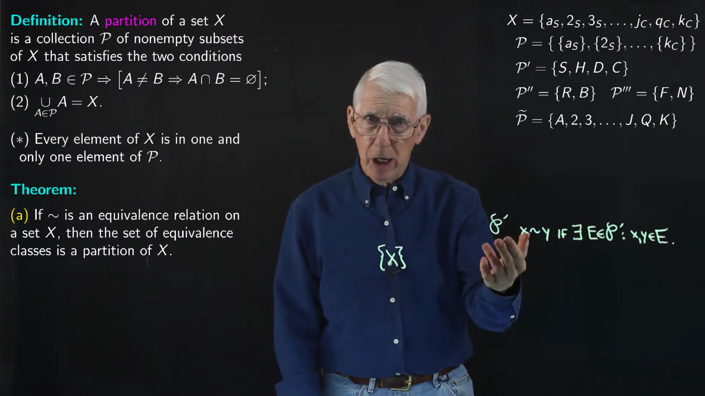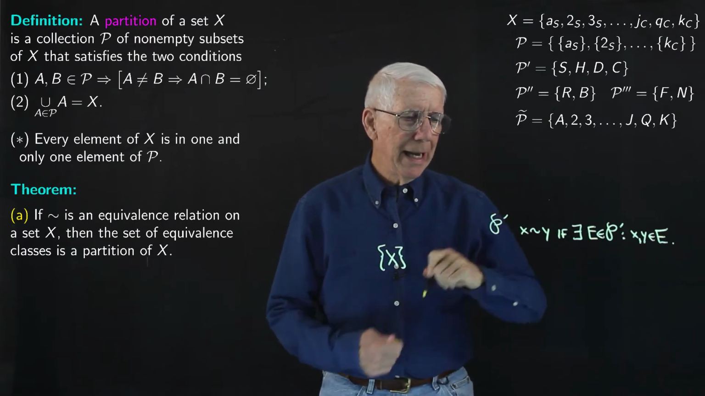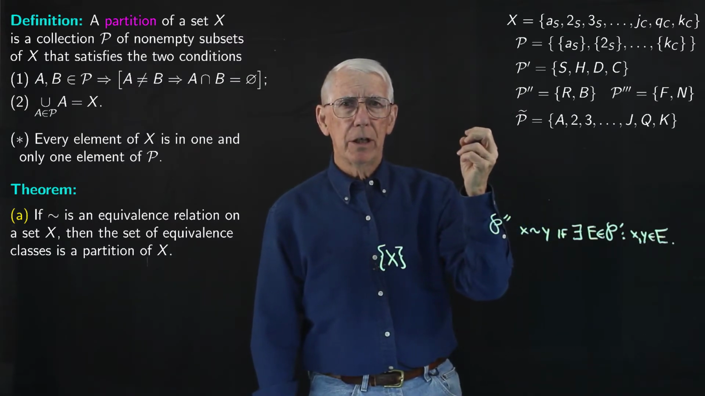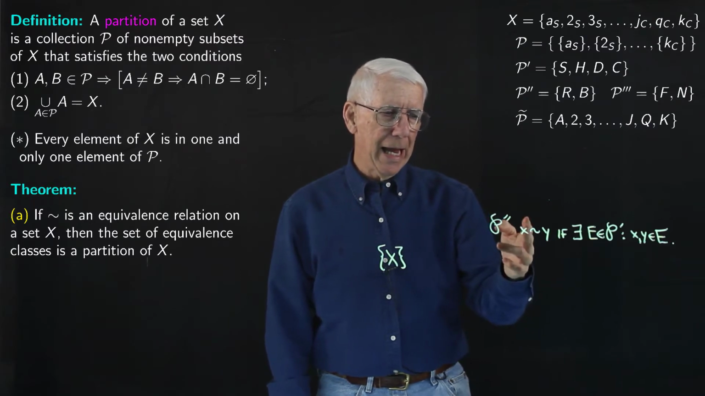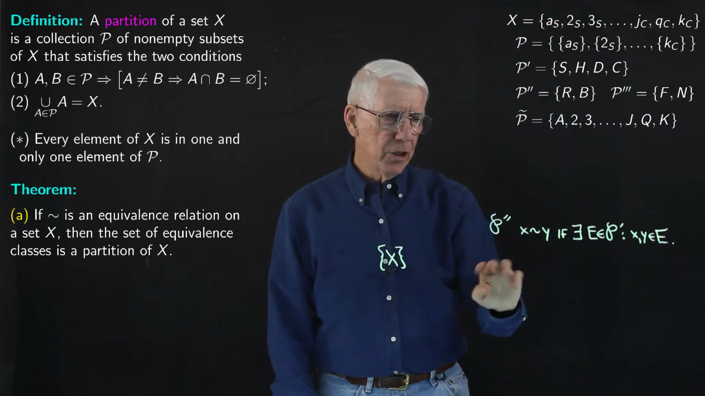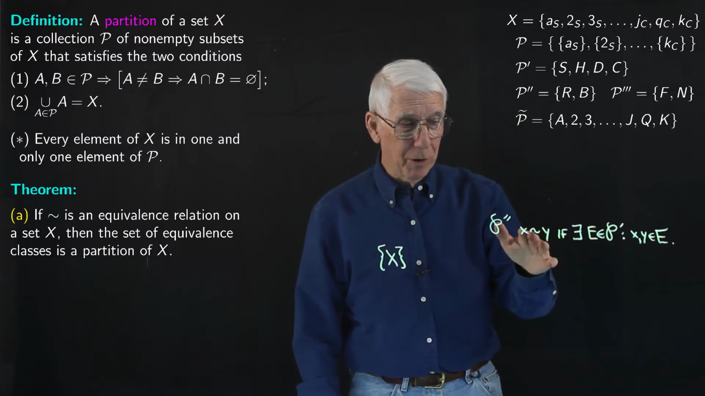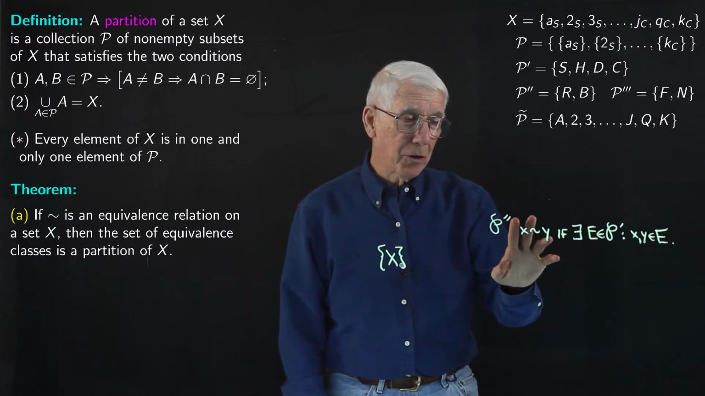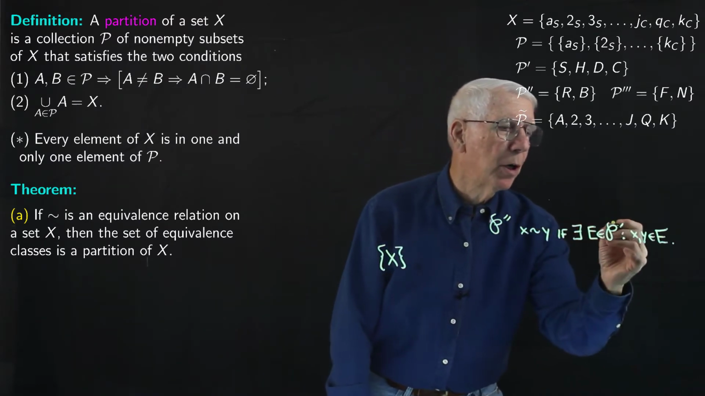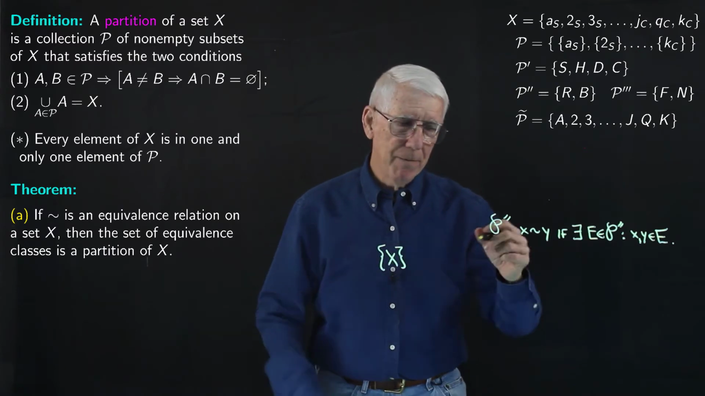For example, for script P prime, the partition consisting of spades, hearts, diamonds, and clubs. But that's true for each of these partitions. When I look at P double prime, the partition consisting of red cards and black cards, again, we could define an equivalence relation on the underlying set capital X by saying two cards, two elements are equivalent if they are in the same, I would say equivalence class, but we don't start with equivalence, we start with the partition. So these two elements are equivalent if they are in the same element of P double prime, if they're in the same element of the partition, the same subset of capital X. Same thing for P triple prime.